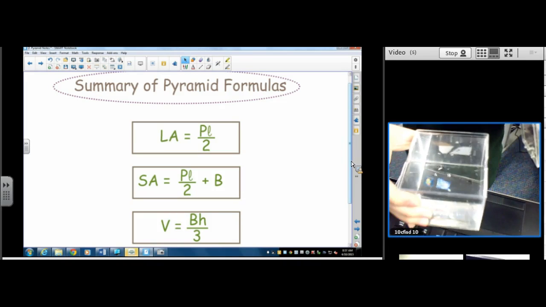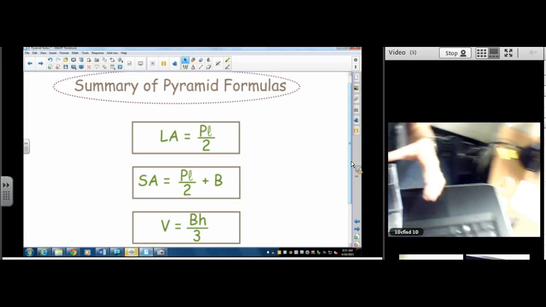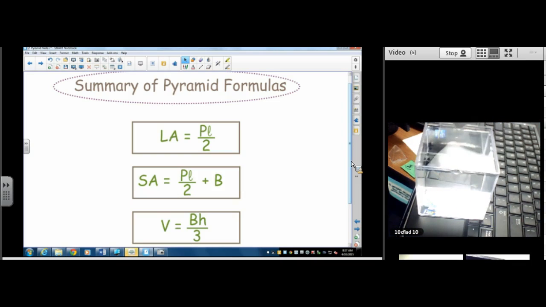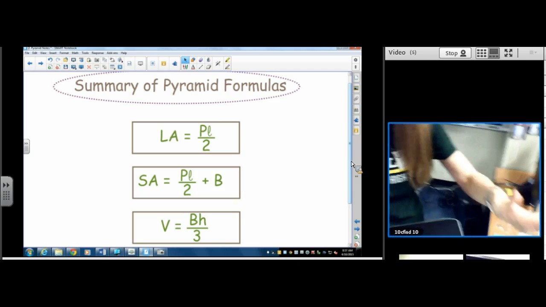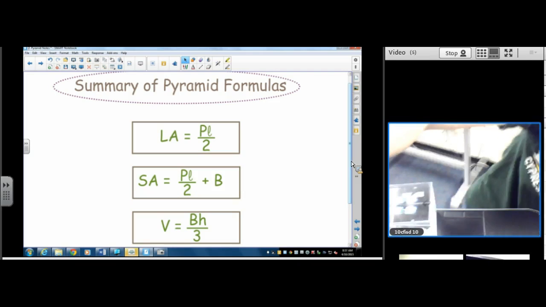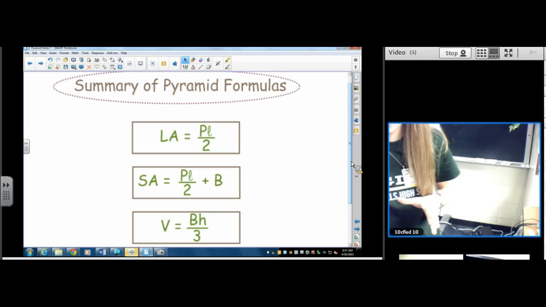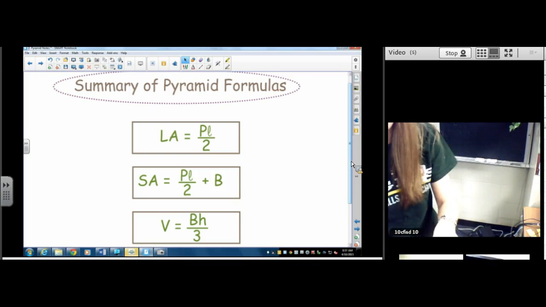It's water. You really can't tell. It's clear. I need food coloring. But anyways, it's full to the top. See how it's like shaking? So anyways, moral of the story, that's why it's divided by 3, because 3 pyramids fit into a prism when they have the same height and the same base. All right, let's get working on some examples.